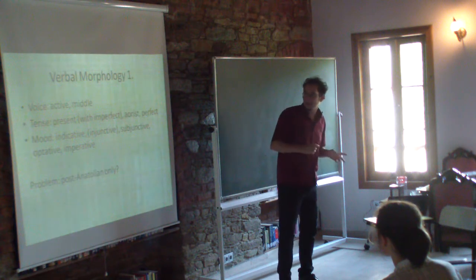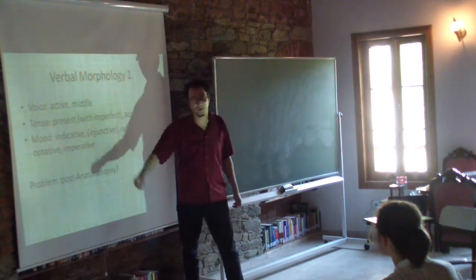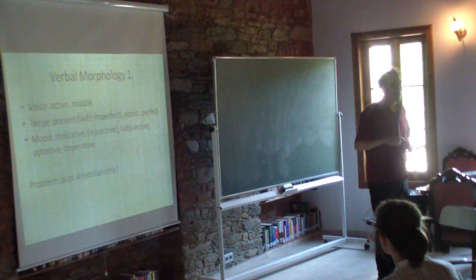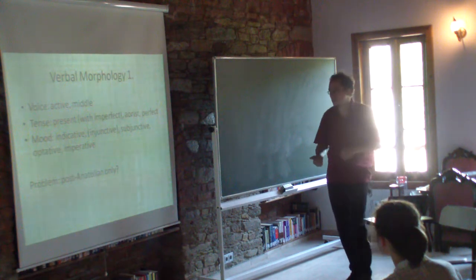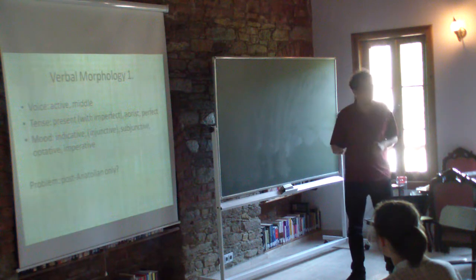So mood, indicative and imperative, that's fine, it's everywhere. The problems are with subjunctive and optative. Can we reconstruct them back to Proto-Indo-European, or do they reflect just a later stage, because they're not attested in Anatolian? So again, the question is: is it a loss or is it innovation?